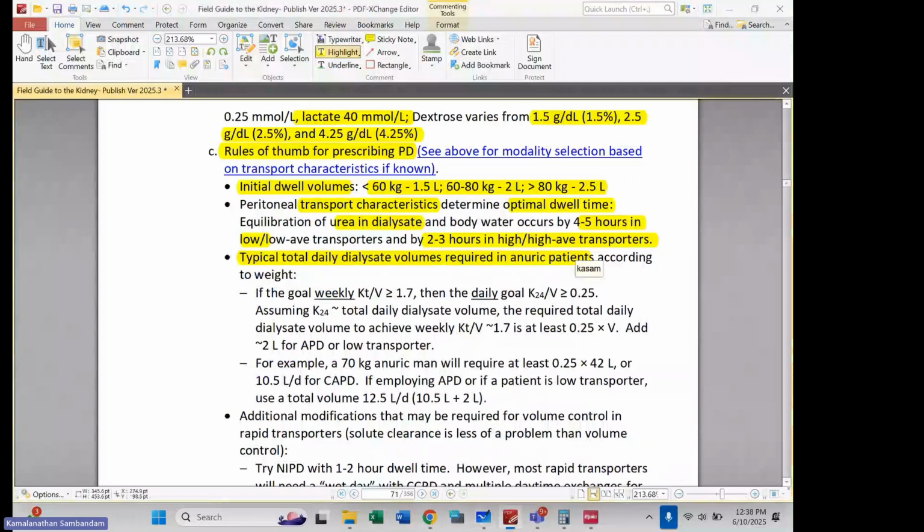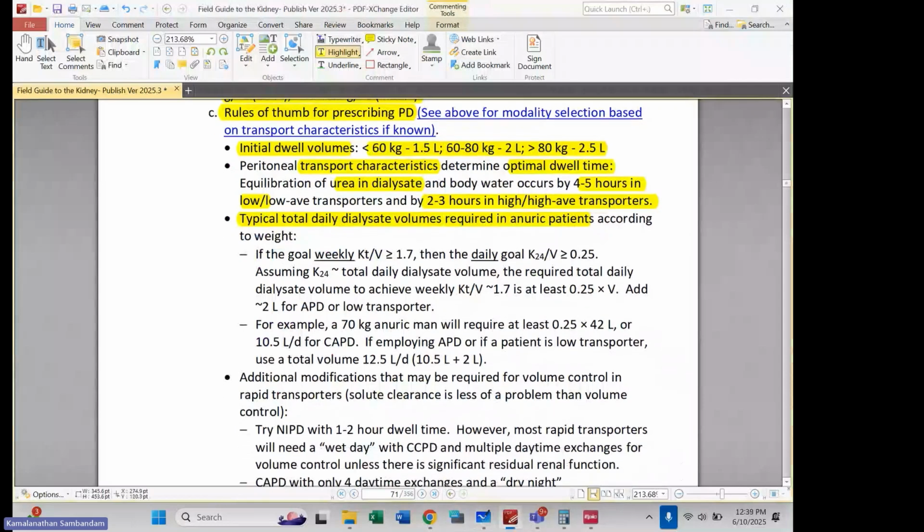Let's do a little bit of derivation, so you don't have to memorize this. You can actually intuit these things. You can devise at the bedside with a few calculations what would be an initial reasonable starting dialysis prescription for a patient based on your target KT over V. So let's go through some of this math.